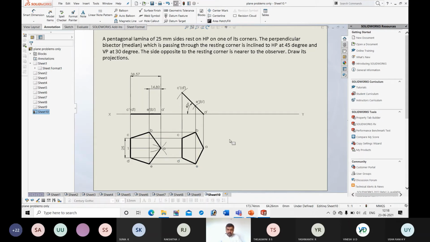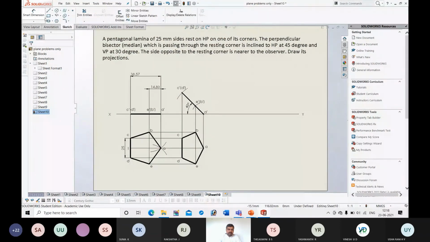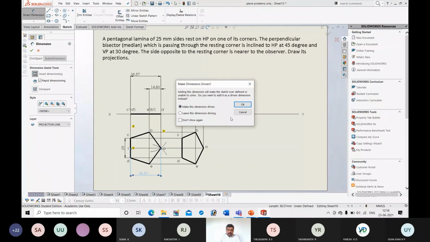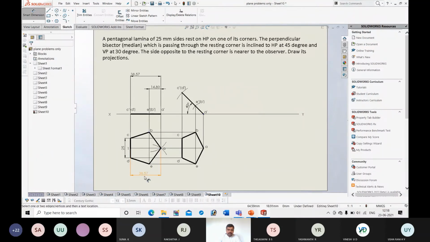Okay, so this is the second top view. Next I should satisfy the last condition. The perpendicular bisector passing through the resting corner is inclined to HP at 45 degree, already satisfied, and VP at 30 degree. So A to 1 is the perpendicular bisector. The true length of the perpendicular bisector is 38.57.